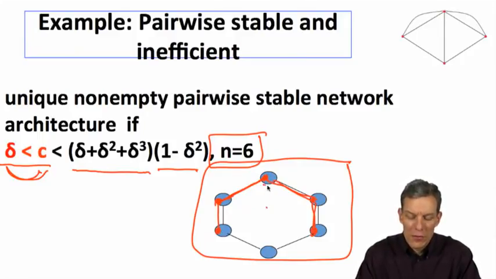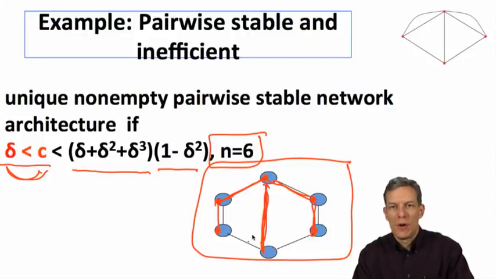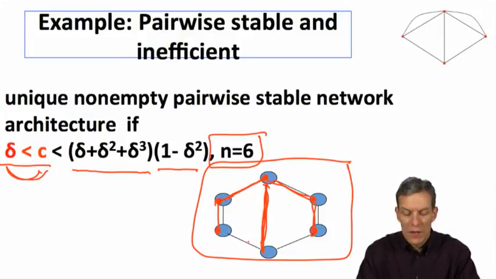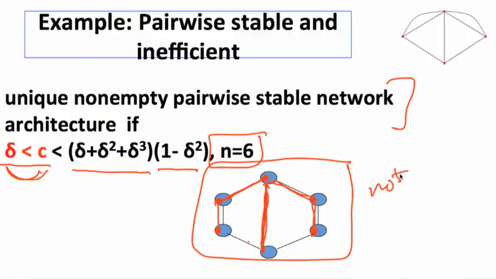Nobody wants to add any extra links across because the value of adding that link is not worth the cost. It doesn't change the indirect relationships to anybody else, but adds an extra cost, and it's not worth shortening that path from a delta cubed to a single one. So in this setting, you can check as the unique pairwise stable non-empty network, and we end up with something which is not a star, right? So not a star, and yet pairwise stable.